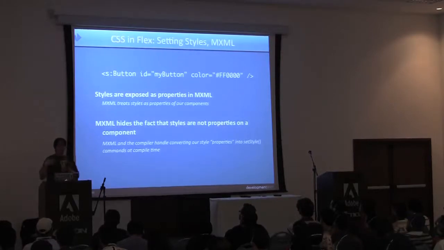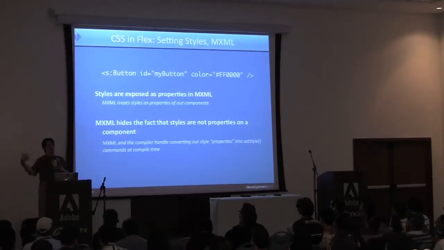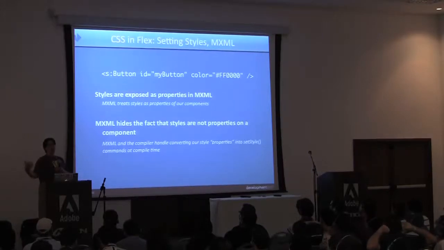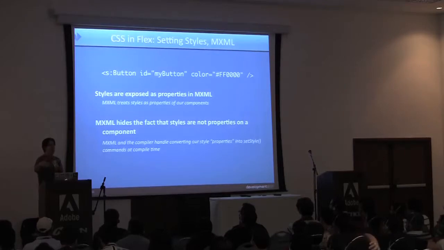But the downside of this is that we often forget, as developers, we're used to setting these properties in MXML, that that's not really a property on the component. When we want to interact with it with ActionScript, we're using setStyle. So just keep that in mind with MXML. Behind the scenes, when the compiler converts it over to ActionScript, it's using the setStyle methodology.